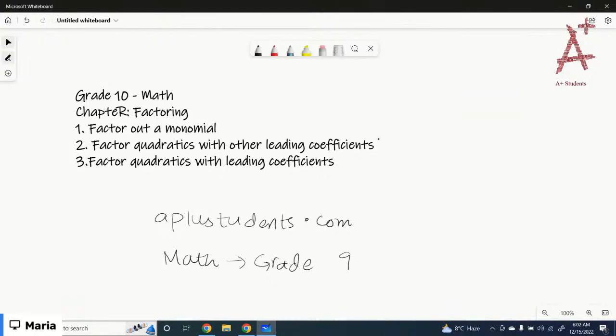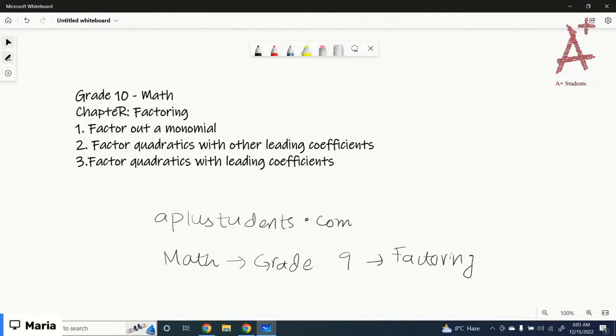Basically, we're working on the chapter factoring, and the chapter is from grade 9 maths. Got it? So you can go to grade 9 maths on A plus and find the chapter that is factoring. The lessons we're going to cover today are factor out a monomial, factor quadratics with other leading coefficients, factor quadratics with leading coefficients. Got it? So let's just start with the lesson.